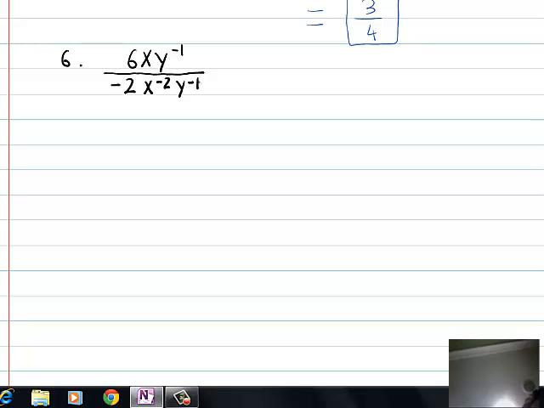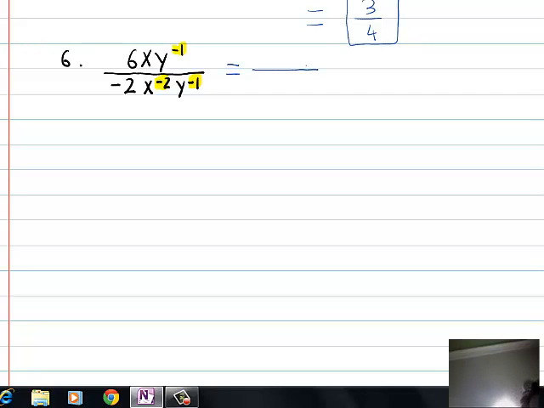So there you go: 6xy to the negative 1 minus 2x to the negative 2 over y to the negative 1. The first thing I would do is highlight all the negative exponents, because those are the bases that I need to either move up or down the fraction bar. Keep in mind that the negative 2 is not raised to a negative exponent, so you don't do anything to the negative 2. A common mistake is people will move the negative 2 up or something like that, so be careful.